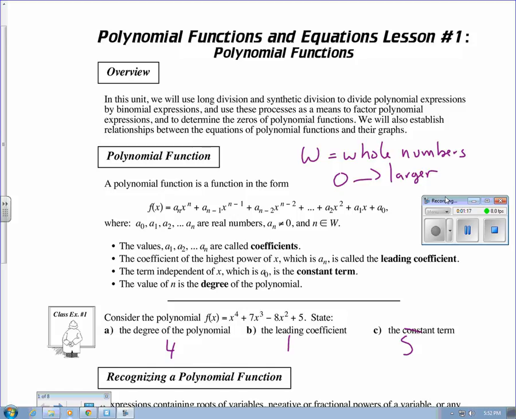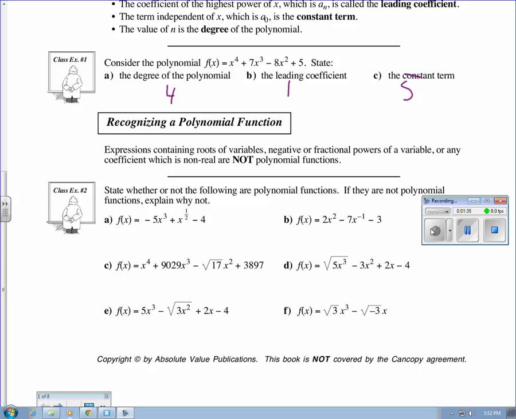So in my first example, I've got a polynomial statement. All the exponents are whole numbers. The degree of the polynomial is 4. The leading coefficient is 1. That's actually not written there, but it's a 1. And the constant term is 5. So we're supposed to be able to look at polynomial statements and identify whether they're a polynomial function or not.